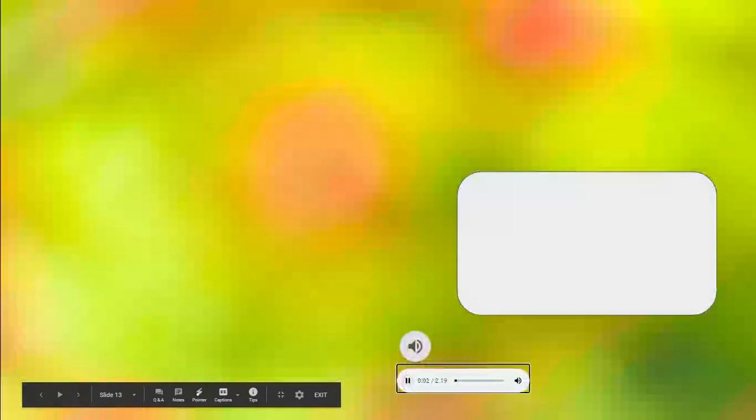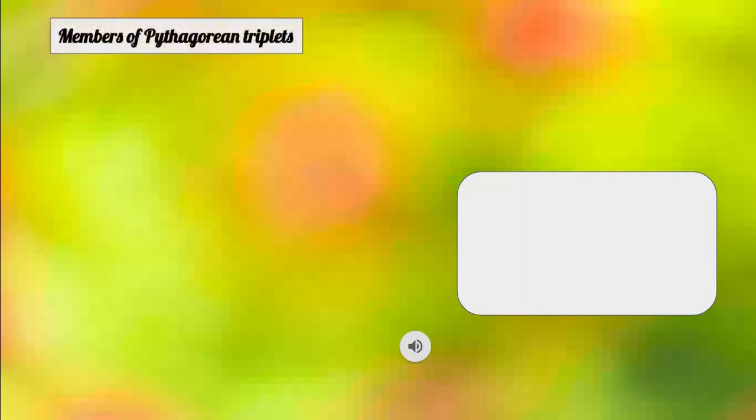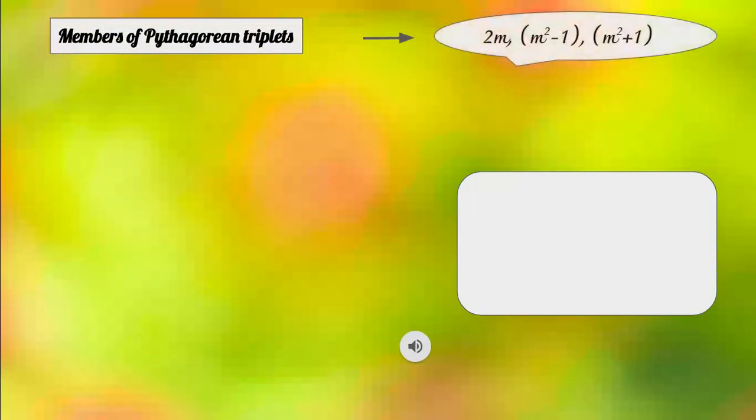Now here you can see one example of the members of a Pythagorean triplet. What are the members of a Pythagorean triplet? Generally, it is used as 2m, m square minus 1, m square plus 1. These are the general rules for the members of Pythagorean triplets. In the same way, we can say they are our hypotenuse, perpendicular, and base. Okay, let's see the example.